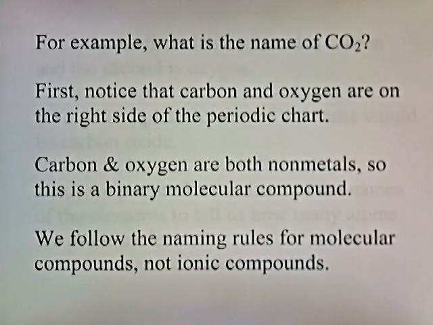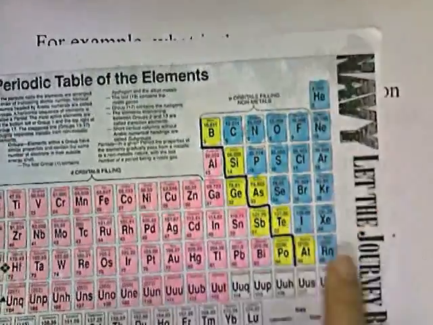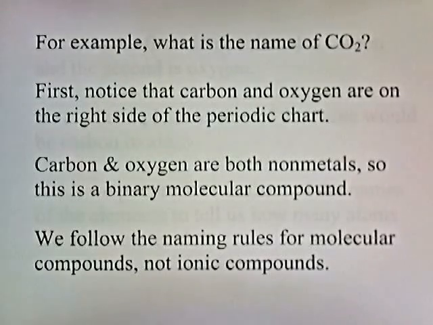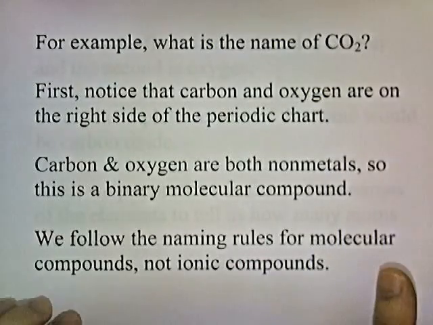For example, what's the name of CO2? Well, first notice that carbon and oxygen are on the right side of the periodic chart. So here's carbon and here's oxygen, so that makes them nonmetals. Carbon and oxygen are both nonmetals, so this is a binary molecular compound. So we follow the naming rules for molecular compounds and not for ionic compounds.